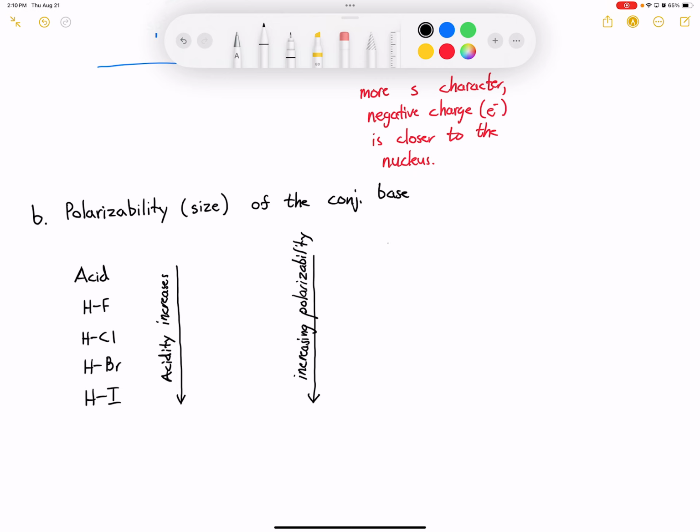So here the conjugate bases: F minus, then we have Cl minus, Br minus, and then I minus.